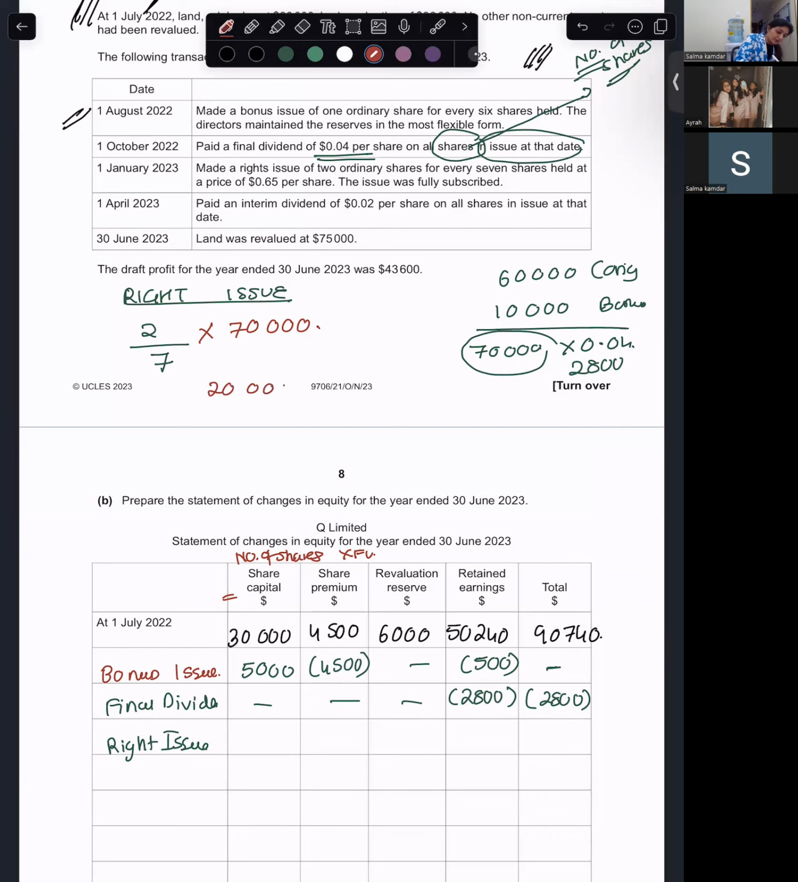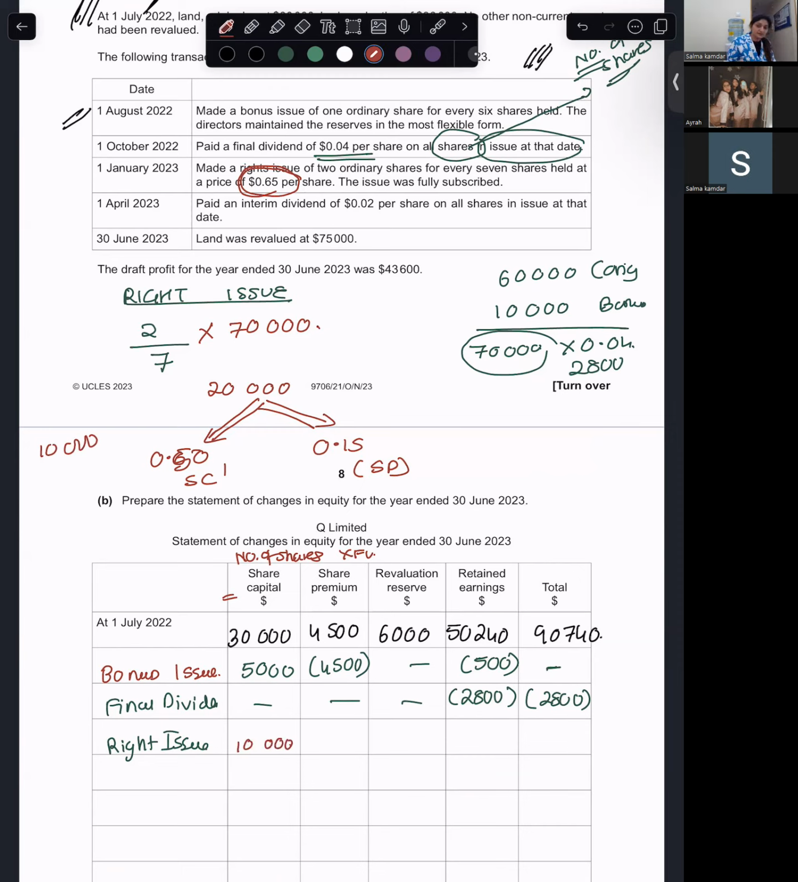20,000. At what price are you giving this? 0.65. So 0.15 will be a premium. 0.50 will go towards share capital, and 0.15 will go towards share premium. So 20,000 into 0.50 will be 10,000, and 10,000 would go towards share capital.